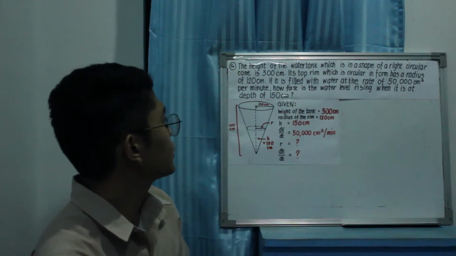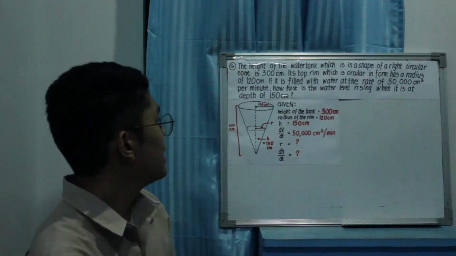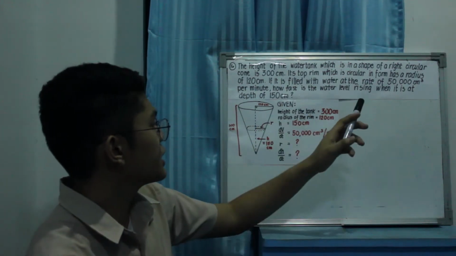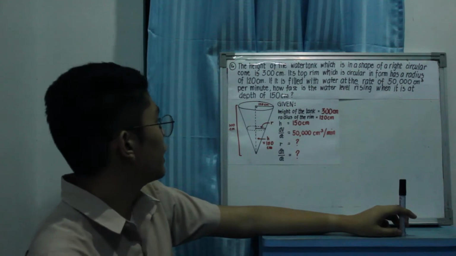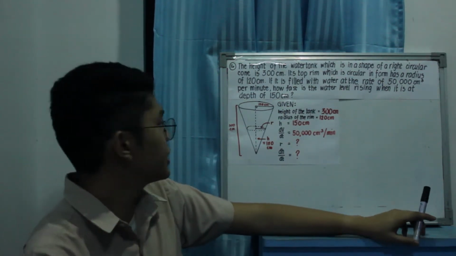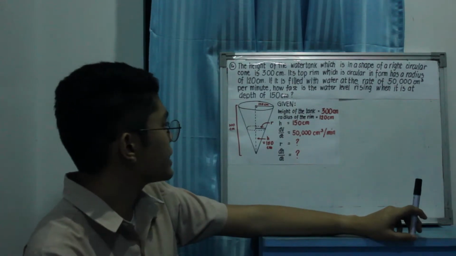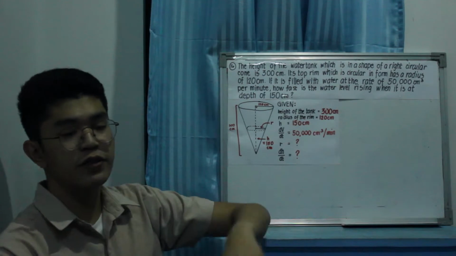So my problem is problem number 16. The height of the water tank, which is in the shape of a right circular cone, is 300 centimeters. Its top rim, which is circular in form, has a radius of 120 centimeters. If it is filled with water at the rate of 50,000 cubic centimeters per minute, how fast is the water level rising when it is at a depth of 150 centimeters?